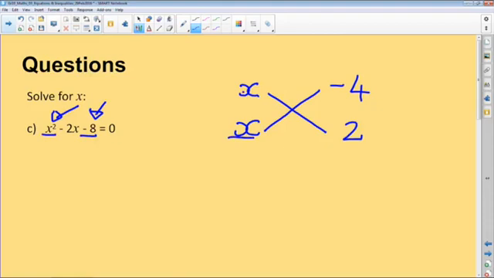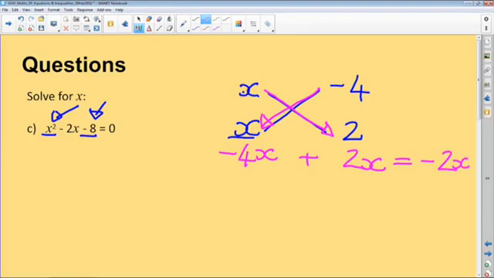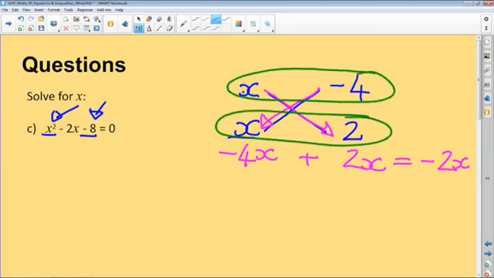Now I need to use these to figure out if I can make the middle term. X times 2 gives me 2x, and negative 4 times x gives me negative 4x. If I add those together, do I get the middle term? Yes, I do. So that means my brackets are x minus 4 and x plus 2.